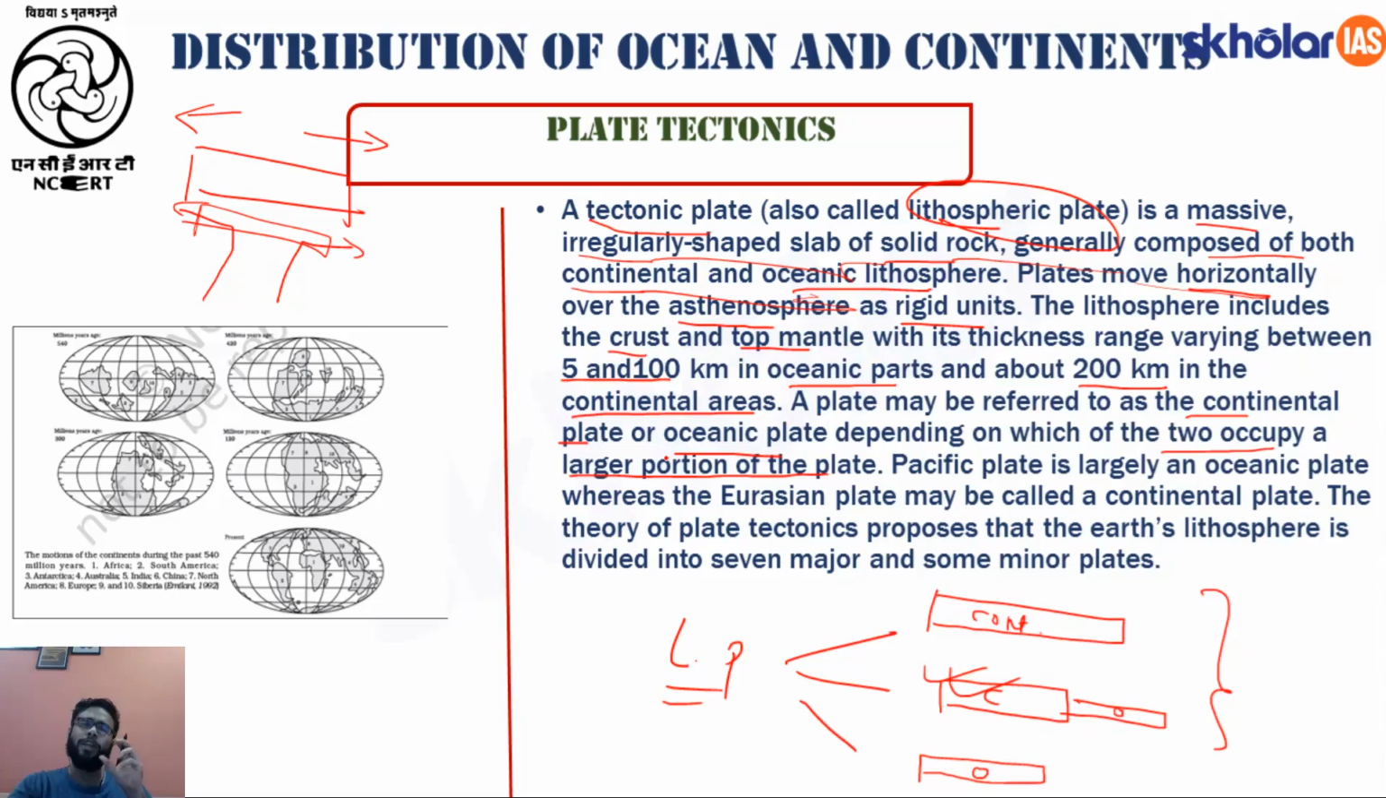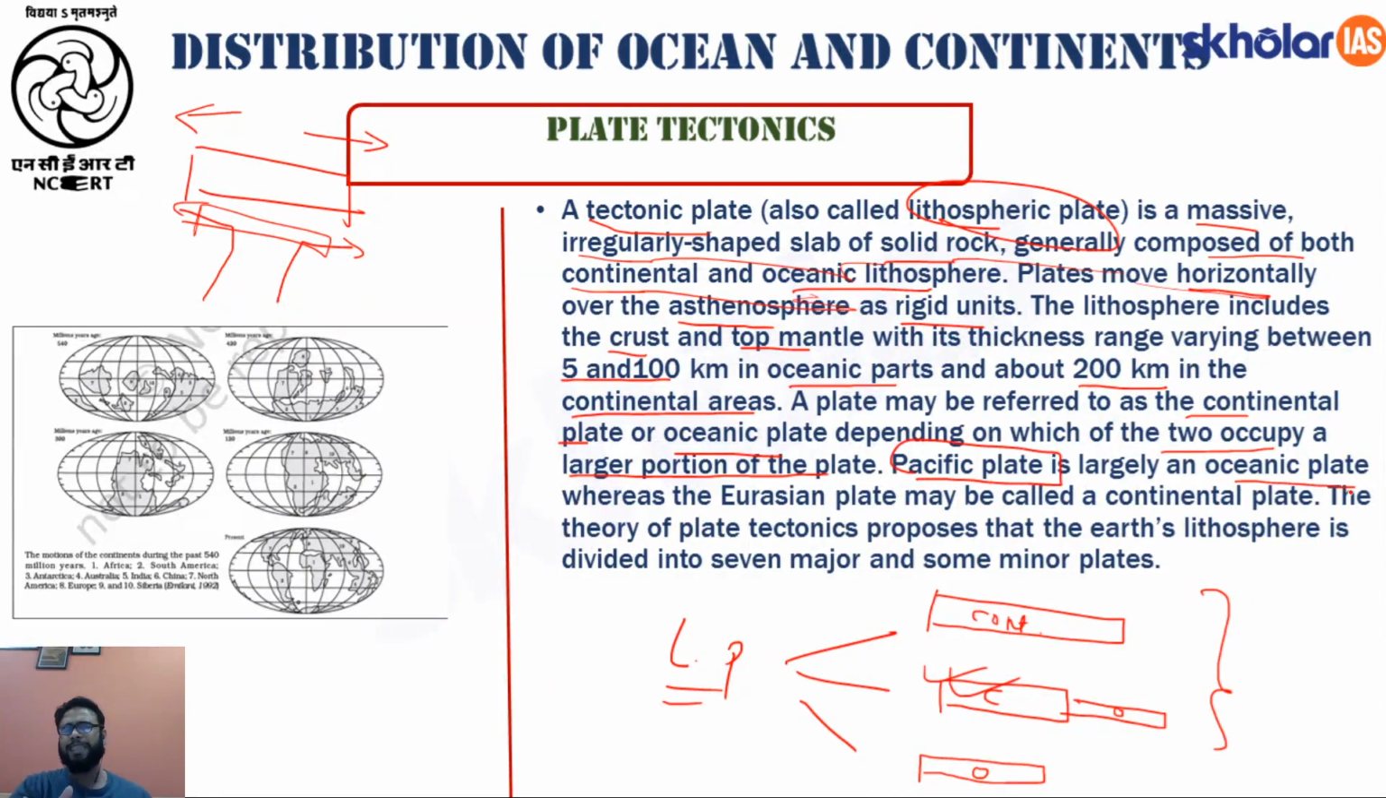But if the continental portion is much more compared to the ocean part, then we can term it as a continental plate. But if the oceanic part is much more compared to that of your continent part, we can call it as an oceanic plate. Fine. Now Pacific plate, if I have to talk about, is largely an oceanic plate.